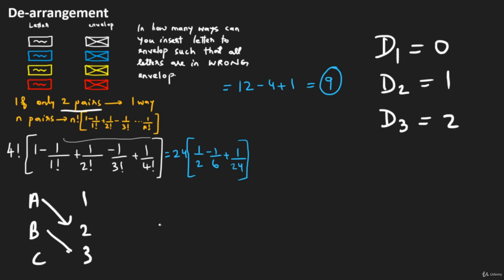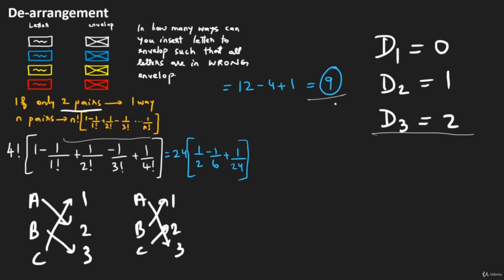Let A, B and C be the 3 letters and 1, 2, 3 be the 3 envelopes. So one way in which all of them can be posted in the wrong way is put A into 2, B into 3 and C into 1. Another way is put A into 3, B into 1 and C into 2. These are the only 2 possibilities if you have 3 pairs. Therefore, D3 is equal to 2. Now, D4 we have seen over here is equal to 9, right?